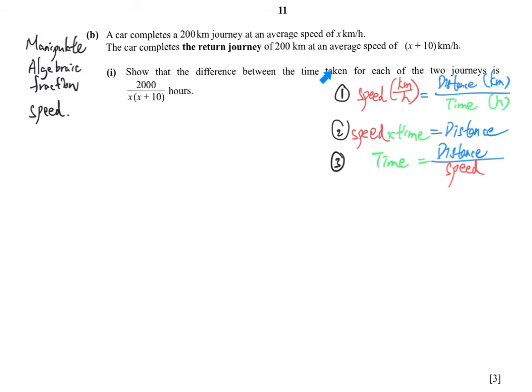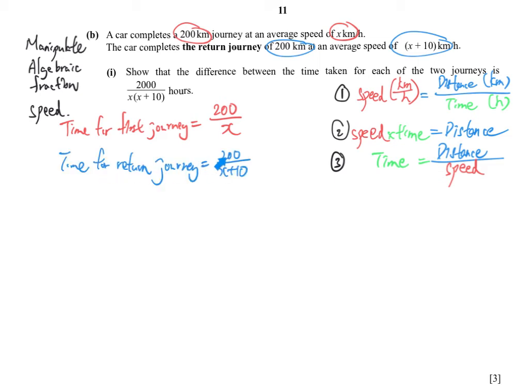So here we come back to this question. I'll show that the difference between the time is good. So 200 km journey at an average speed of x. So what is the time for this? The time should be the distance 200 divided by the speed. So the time for the first journey is 200 divided by x. Similarly, we can have the time for the return journey. The distance is still the same, but the speed is x plus 10. So the time for the return journey will be 200 divided by x plus 10, like this.